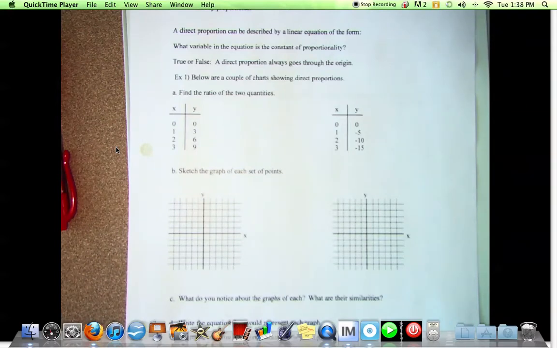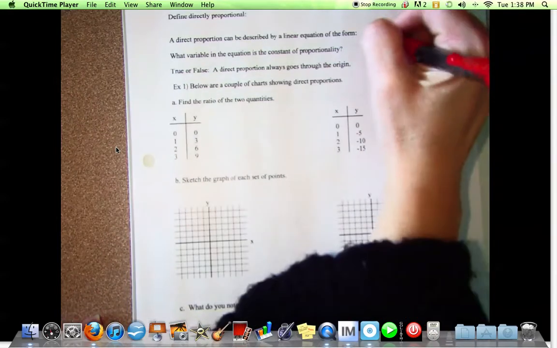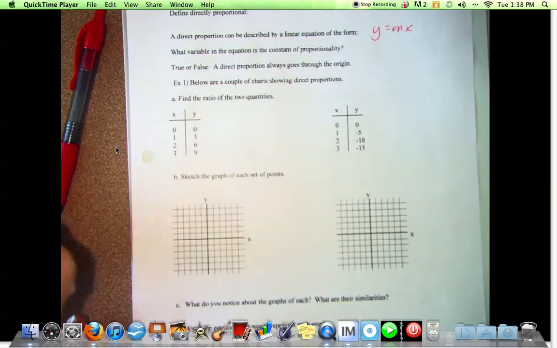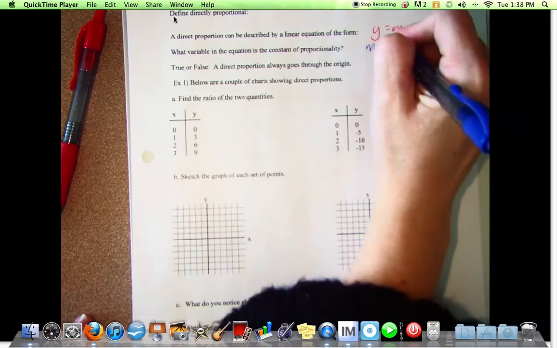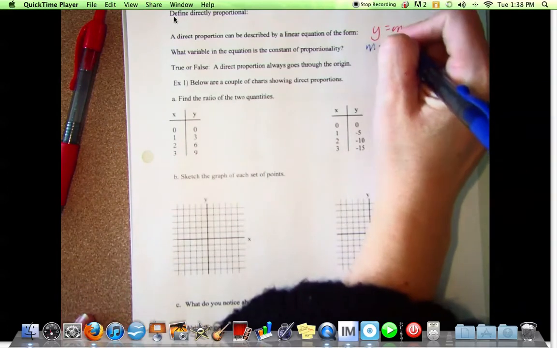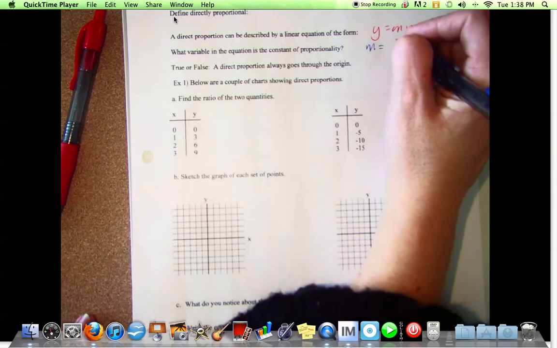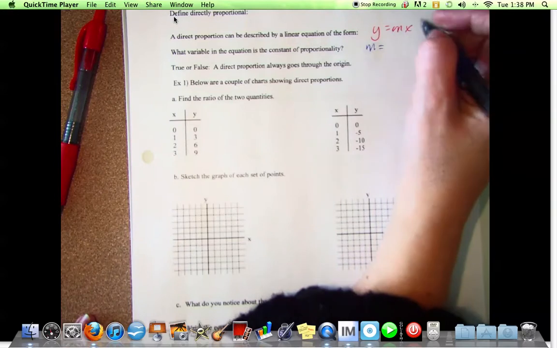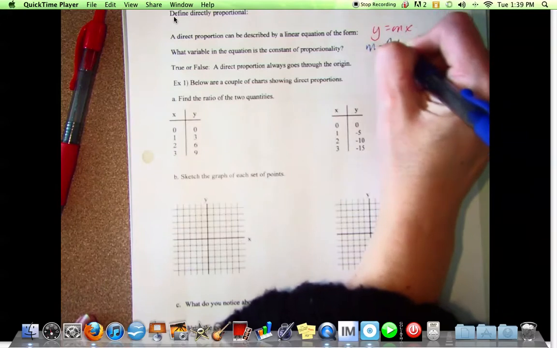A direct proportion can be described by a linear equation of the form what? Y equals mx. What variable in the equation is the constant of proportionality? M. And the slope is the what? What's the slope? M. Y equals mx plus b. Okay, so the slope gives us what? It describes the ratio, rise over run, the change in y over the change in x. Thank you. Boom. All right.